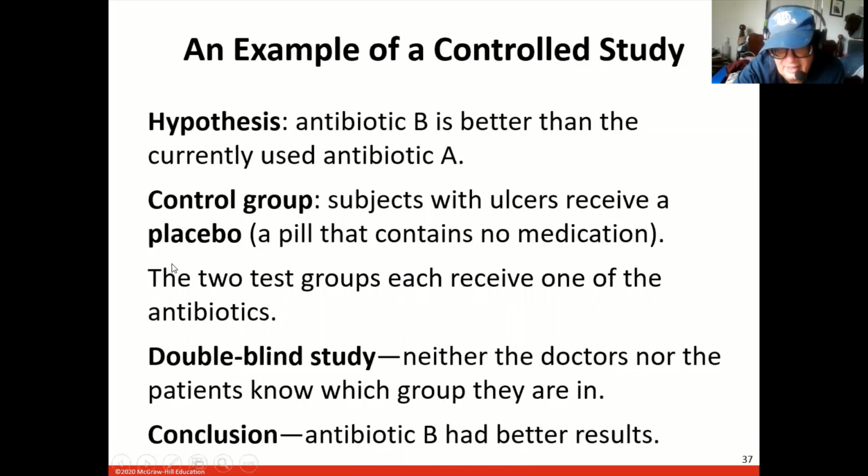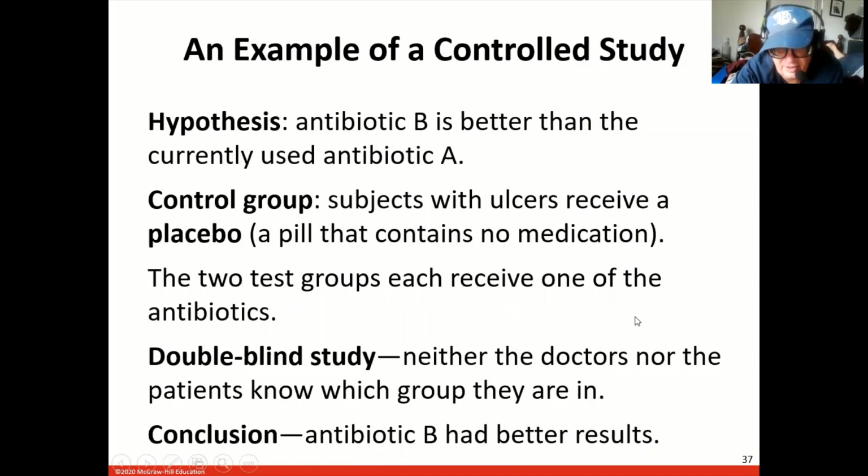new thing. And then the placebo resembles it, but it is not that. So in a controlled study, the one they're using, antibiotic B better than antibiotic A, that's the hypothesis. They have a control group that gets no medication. They get a little pill that does nothing. And then they have two experimental groups, each of which gets an antibiotic. One gets the old one, antibiotic A. One gets the new one, antibiotic B.